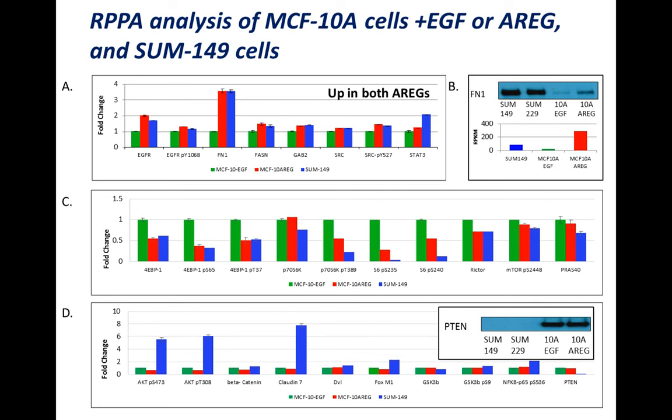So this is just a Western blot showing the levels of fibronectin-1 in SUM149 and SUM229 in the 10A cells grown with EGF, and here's what happens when you give them amphiregulin. It goes up, and this is protein level data. This is messenger RNA level data. So again, 10As with EGF, 10As with AREG. So AREG actually turns that gene on and causes it to be expressed to high levels at the messenger RNA level, which is then translated into protein, which we see here.